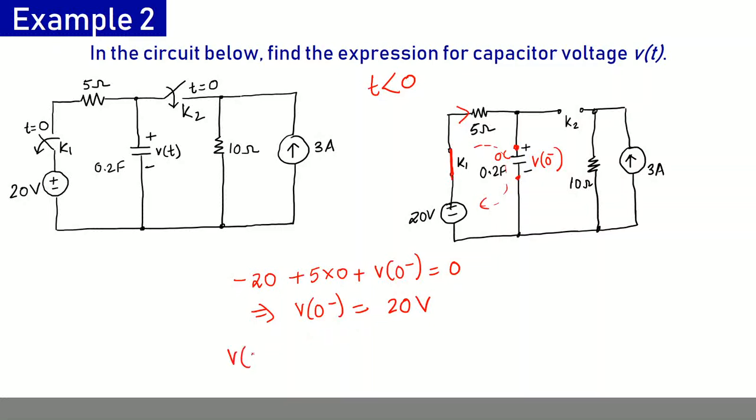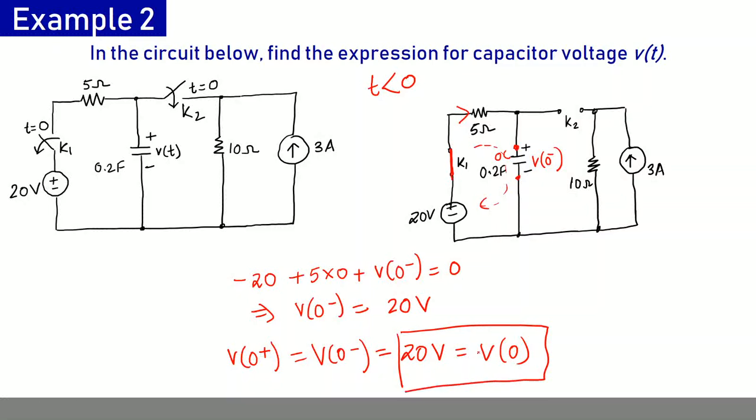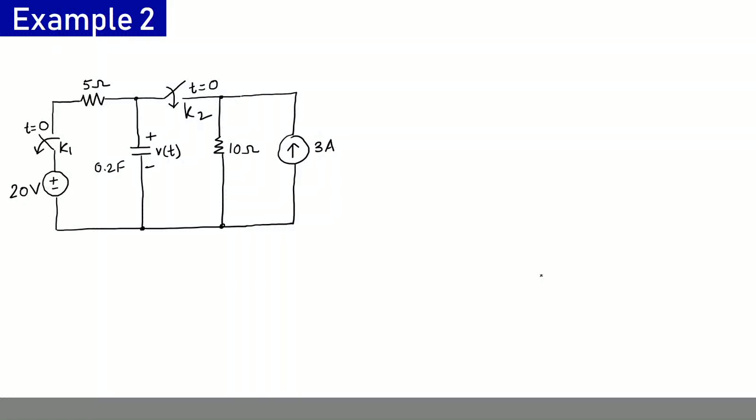And since the voltage across the capacitor cannot be changed instantaneously, V at 0 plus will be equal to V at 0 minus, which is 20 volts, and this will be taken as the initial voltage V0. So V0 is 20 volts. Now let us calculate the voltage at time equal to infinity. So let us draw the equivalent circuit when this time tends to infinity.